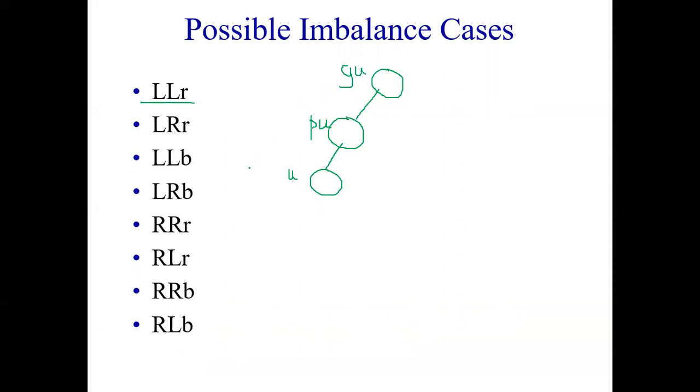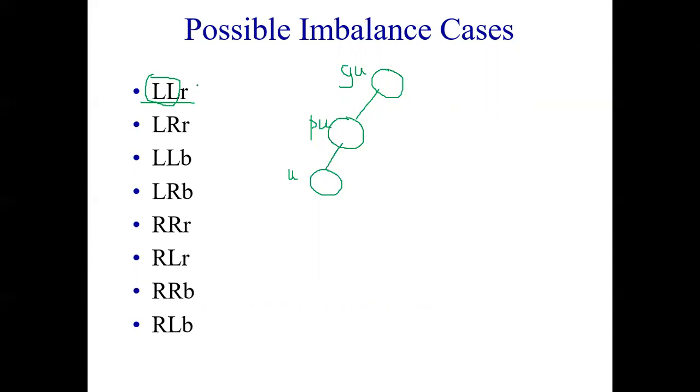Okay, if this new node is coming as a left child of the parent, and if the parent is coming as a left child of a grandparent, then we say it is LL imbalance. Okay, this is similar to AVL. Up to this, it is similar to AVL. If the new node is coming as a left child of the parent, and the parent is the left child of the grandparent, then we say it is LL imbalance.